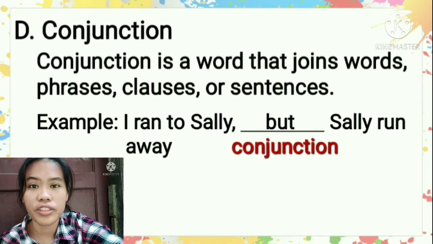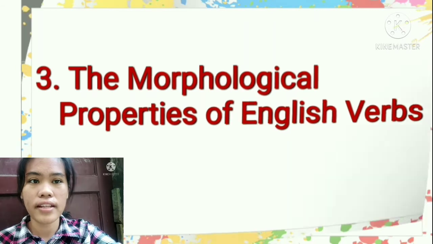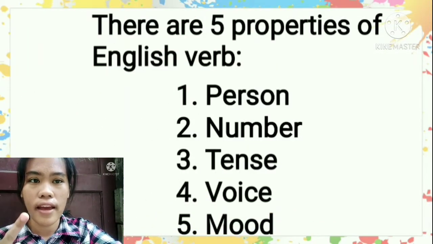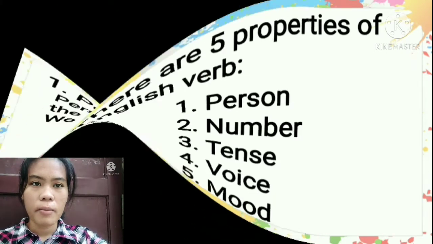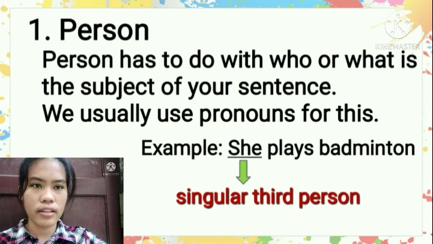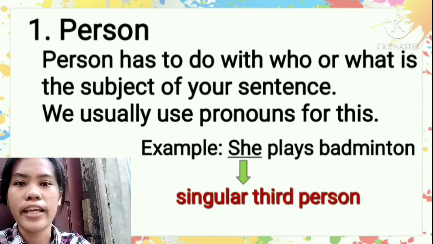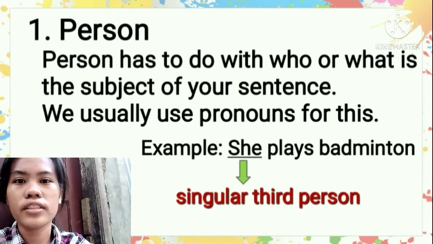Now we are going to the third subtopic. There are 5 properties of English verbs such as person, number, tense, voice, and mood. We start from person. Person has to do with who or what is the subject of your sentence. We usually use pronouns for this. Example is, she plays badminton. She is a singular third person.